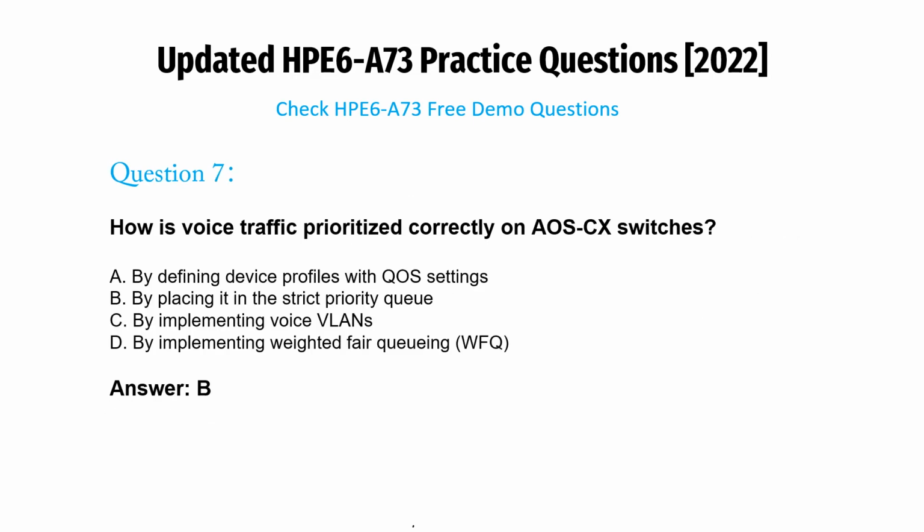Answer D. Question 7. How is voice traffic prioritized correctly on AOS-CX switches? A. By defining device profiles with QoS settings. B. By placing it in the strict priority queue. C. By implementing voice VLANs. D. By implementing weighted fair queuing, WFQ.